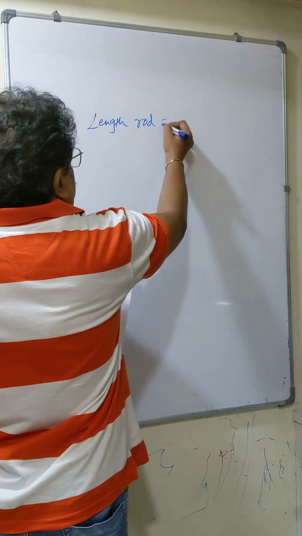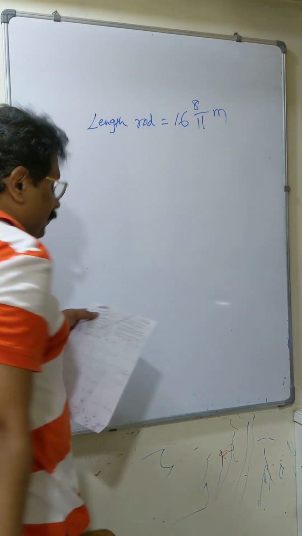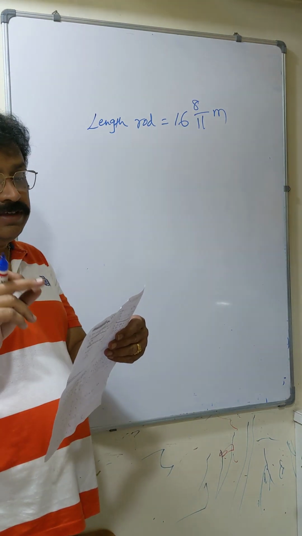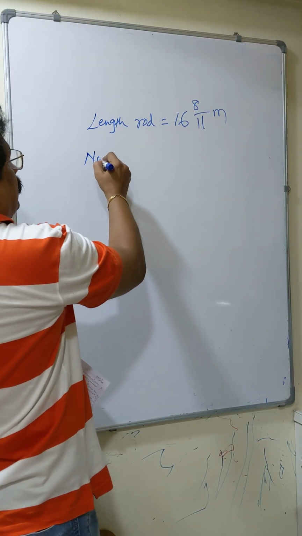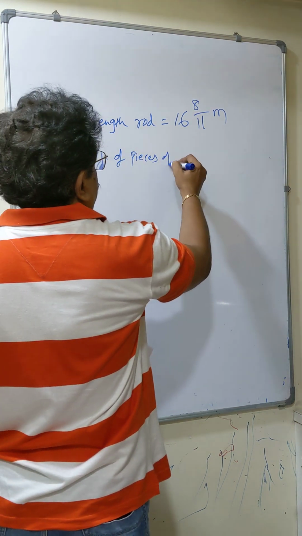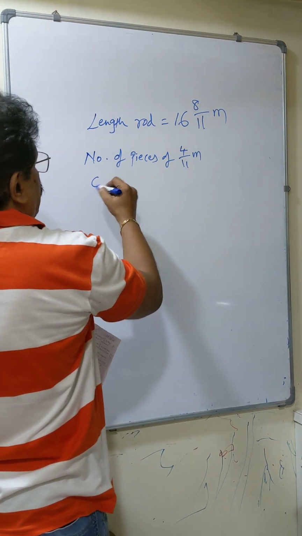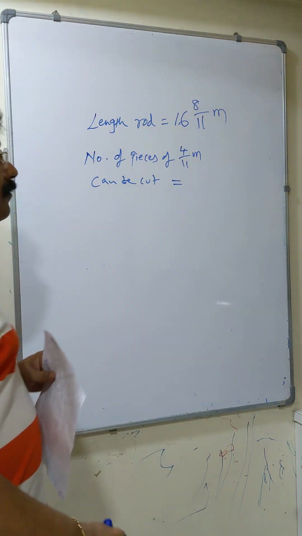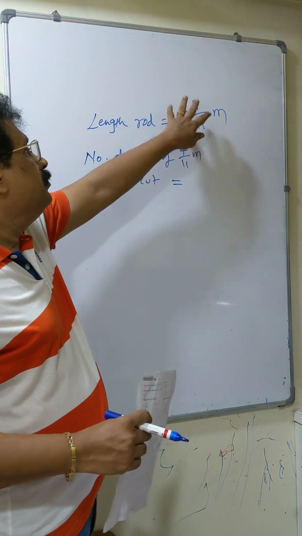Length of a rod is equal to 16 8 by 11 meters. Now they are telling how many pieces of length 4 by 11 meters can be cut from this rod. So how many pieces? So number of pieces of measurement 4 by 11 meters can be cut is equal to. Now what you will do here? See, this is only they have represented the numbers as fractions.